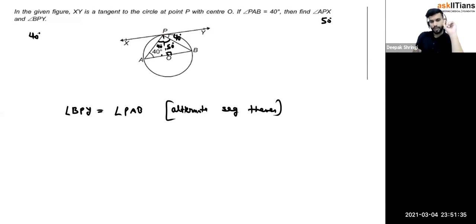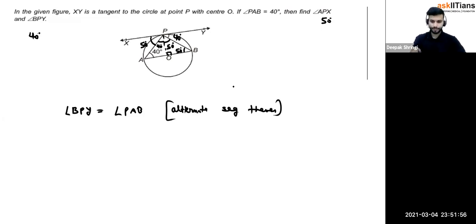Now look. If this is 40, that means 40 is there in triangle APB. One is 90, one is 40. That means the other has to be what, 50 degrees. If this is 50, then by the alternate segment theorem, this has to be what again, 50. Okay, now it's clear to everyone. We got the answers. Clear now?